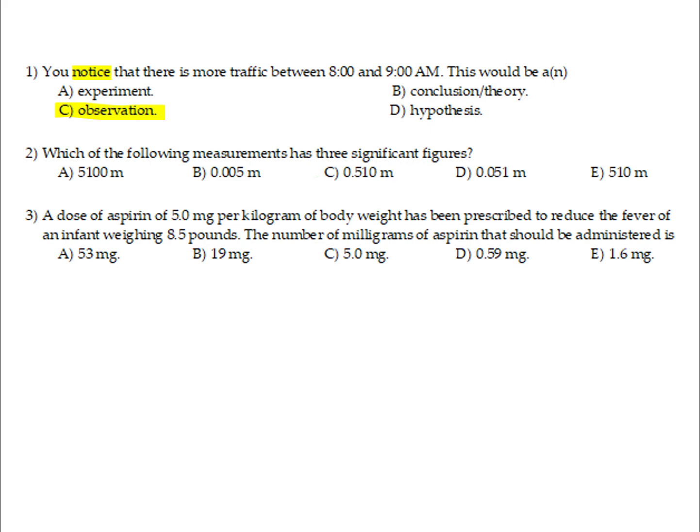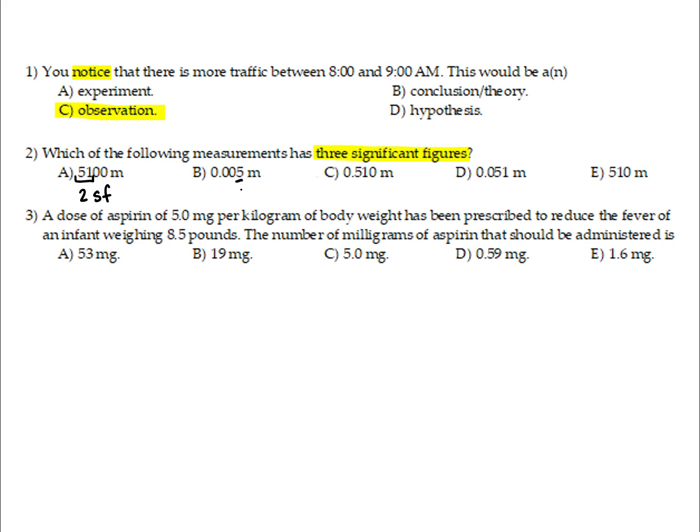Question 2. Which of the following measurements has 3 significant figures? I'll go through and figure out how many significant figures we have in all of these, just to help jog your memory of some of the rules. So in A, we've only got 2 significant figures. The other 2 zeros are placeholders.